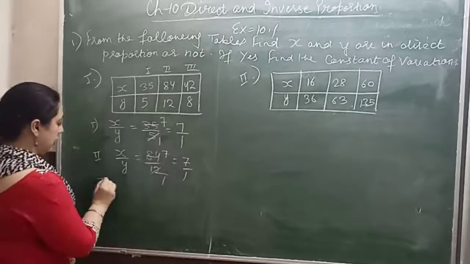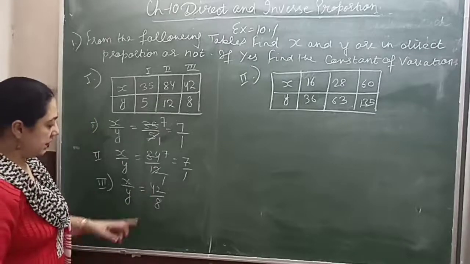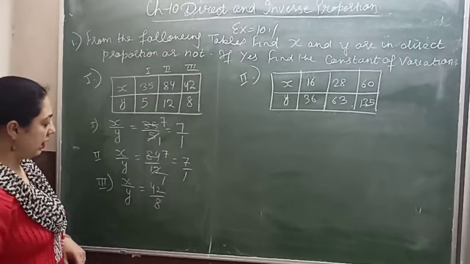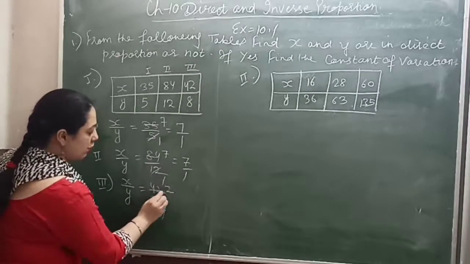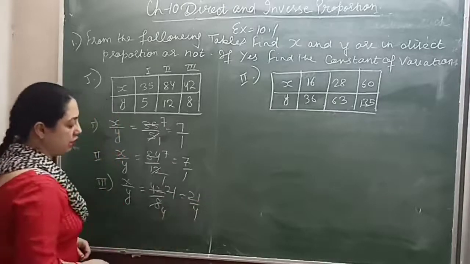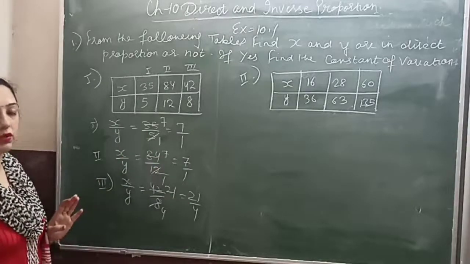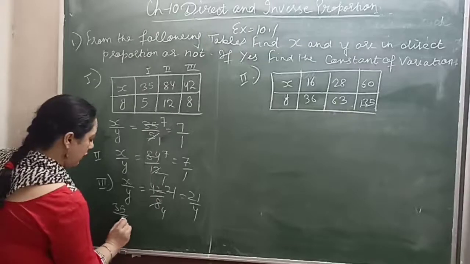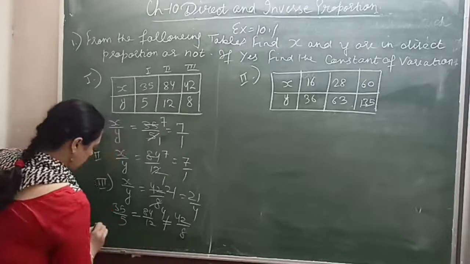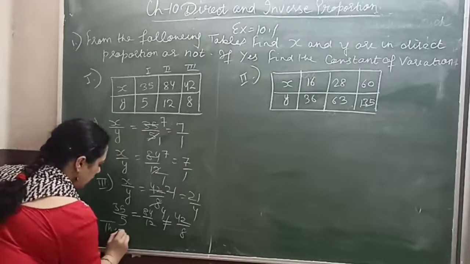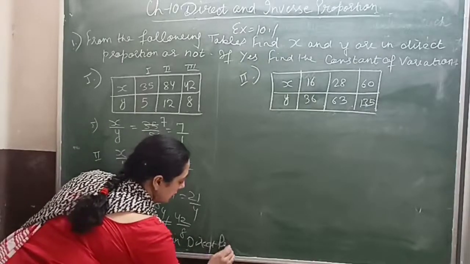Exercise 10.1, sum number 1: from the following tables, find whether x and y are in direct proportion or not. If yes, then find the constant of variation. In the first part, because the table is given to you, we find the ratio x over y of each column. Let us take the 1st, the 2nd, and the 3rd. The first one is x over y, 35 over 5. Then we find the simplest ratio by dividing: 5 ones are 5, 5 sevens are 35. This is 7 over 1.